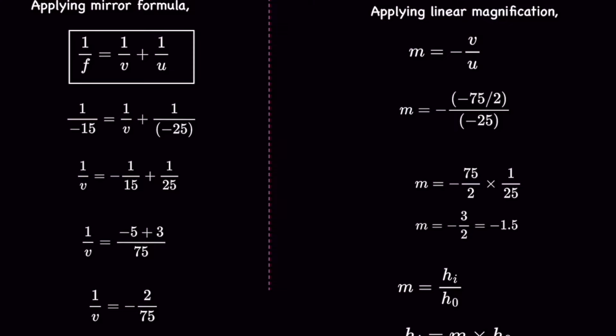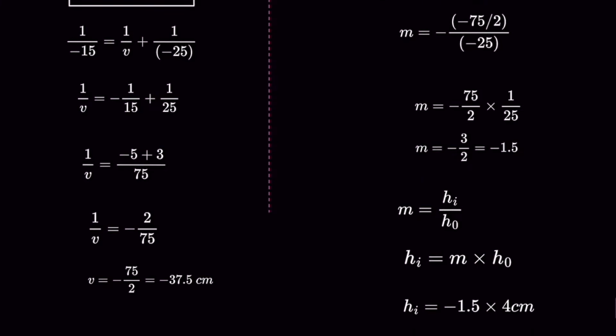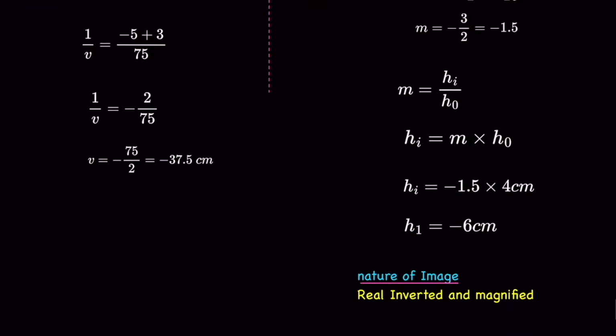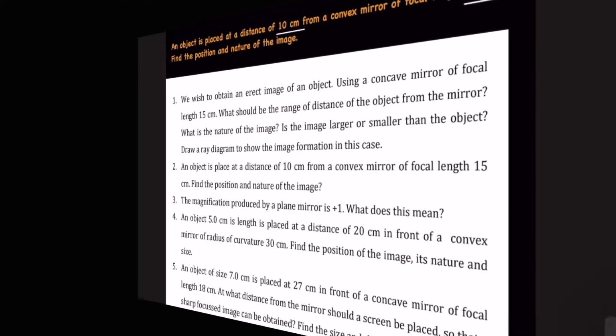Now we will find the height of the image. m is equal to hi by ho. So hi is equal to m into ho, and m is minus 1.5, the height of the object is 4 centimeter. So the height of the image is equal to minus 6 centimeter. So what is the nature of the image? The nature of the image is real, inverted and magnified. This is the answer of this question.